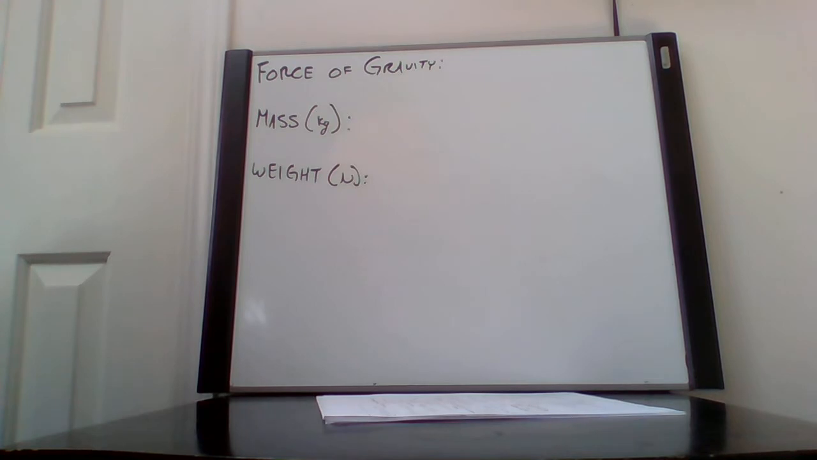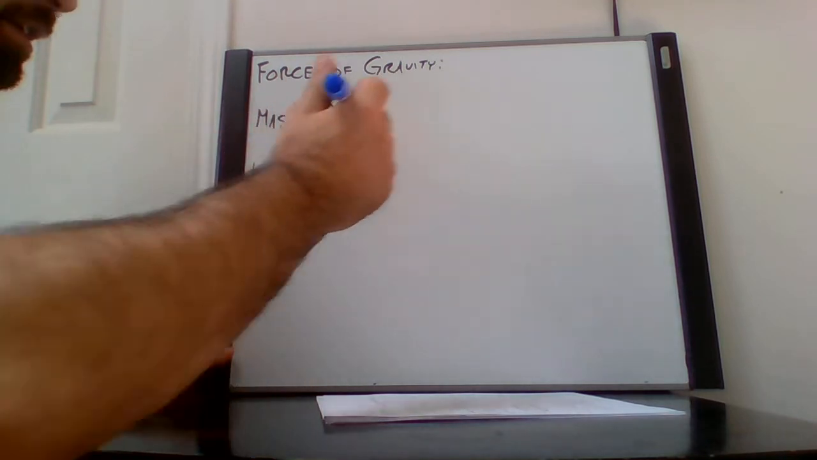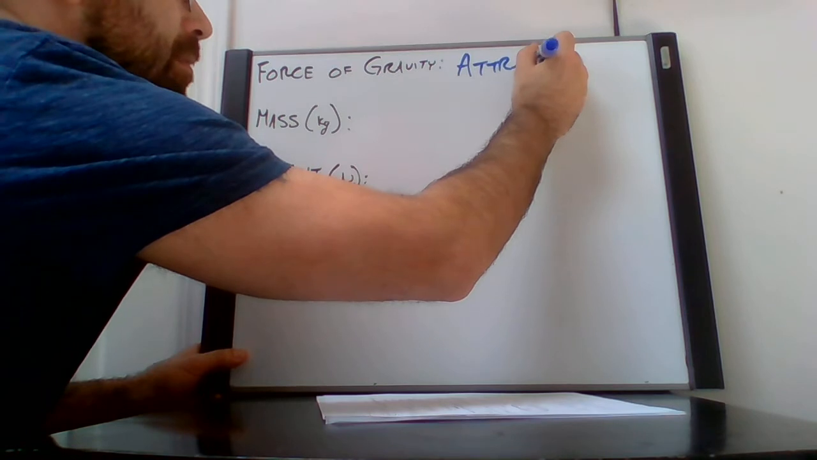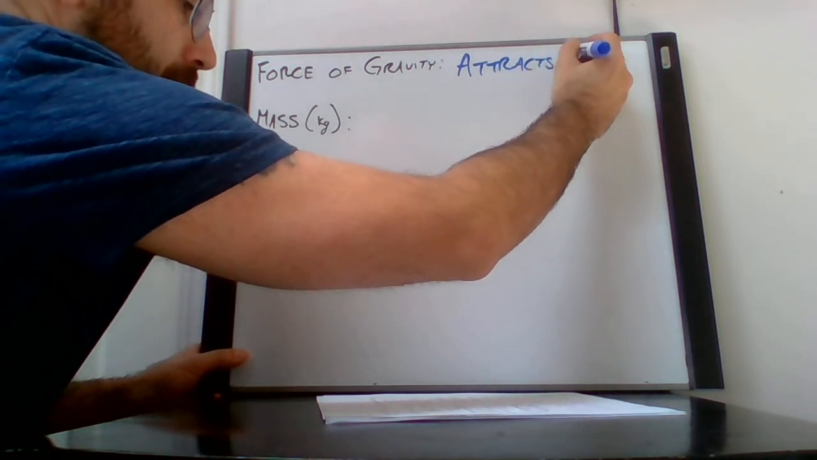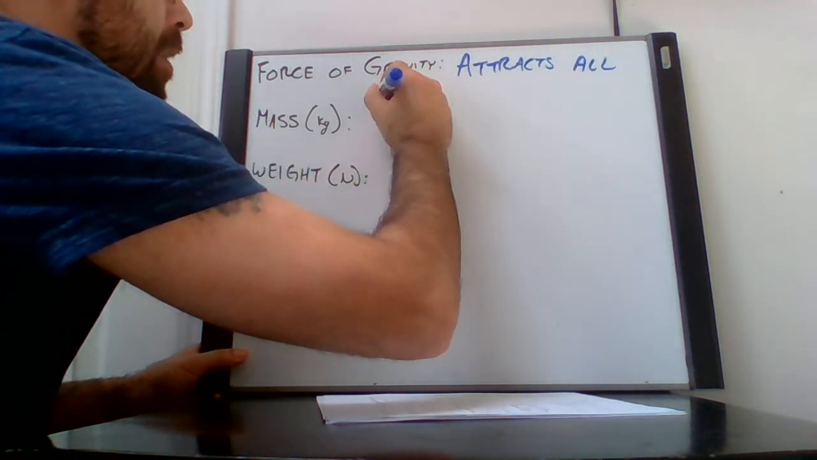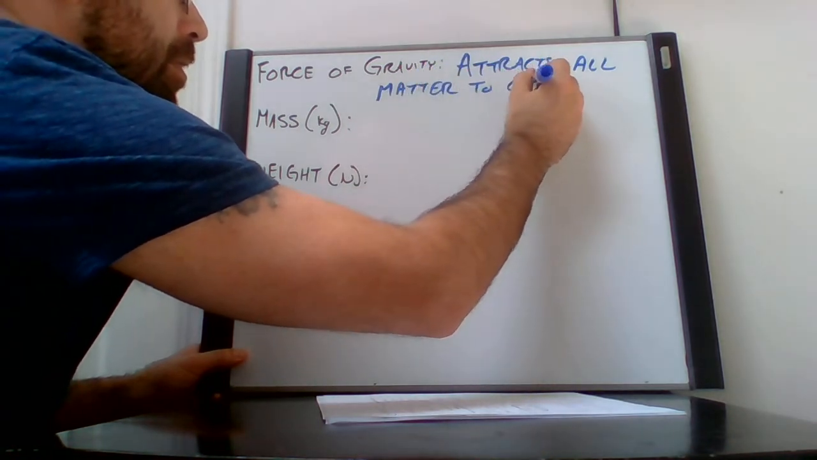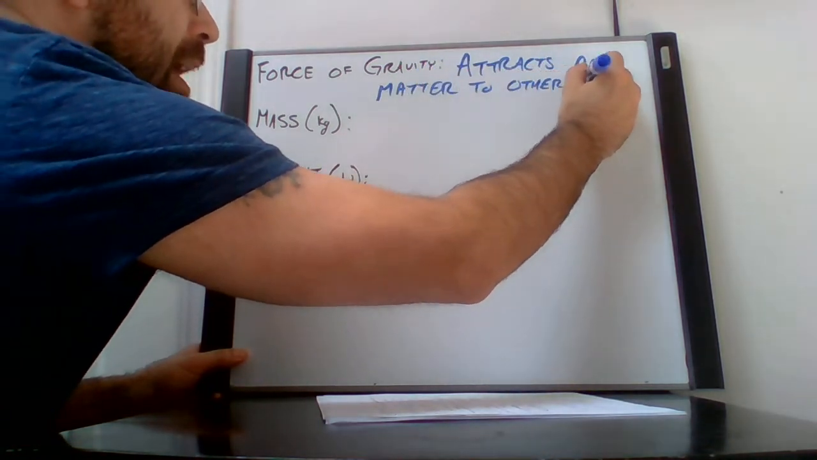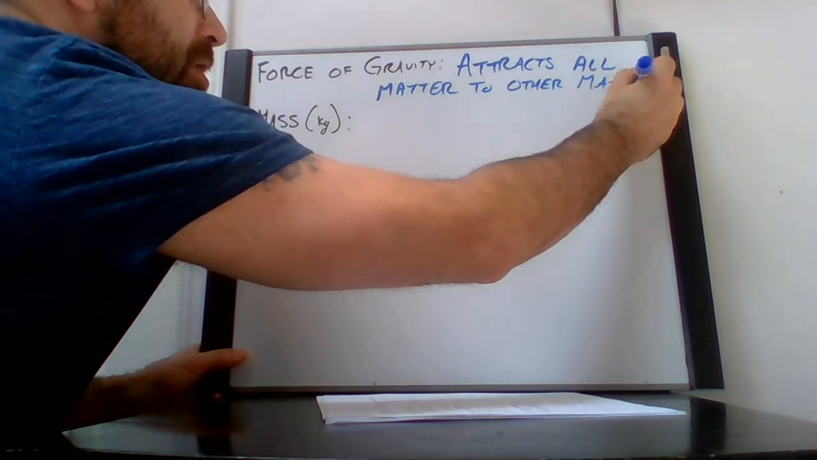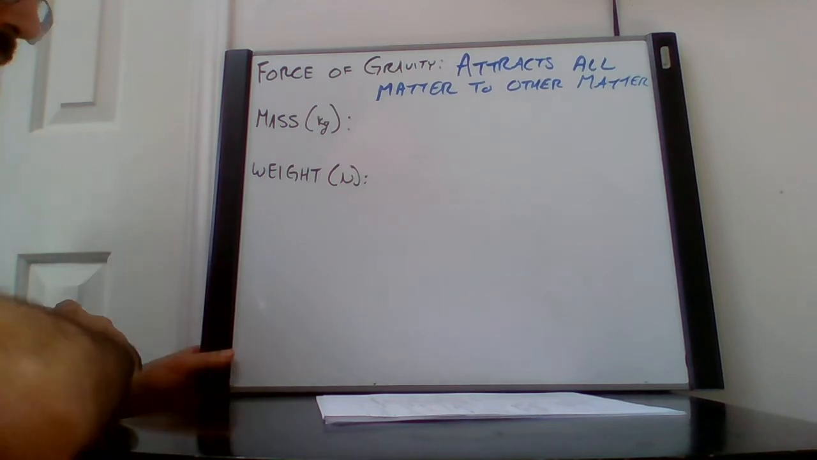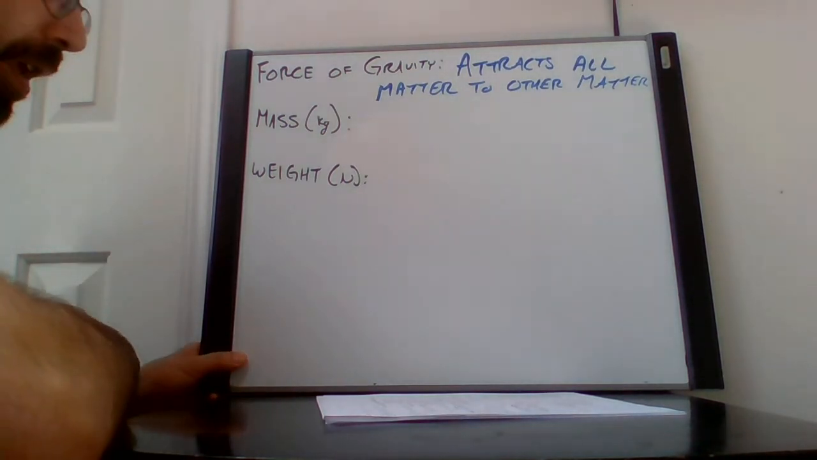All right, continuing on, we've got the force of gravity. Like I said, that's going to be the main one we're going to talk about for this course. So, force of gravity attracts all matter to other matter. So essentially, if you are matter, you've got mass, and if you have mass, you will be attracted to each other based on this force of gravity.